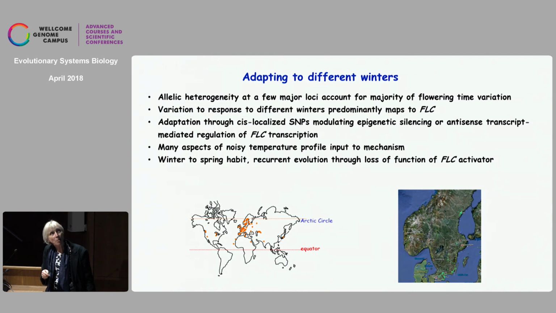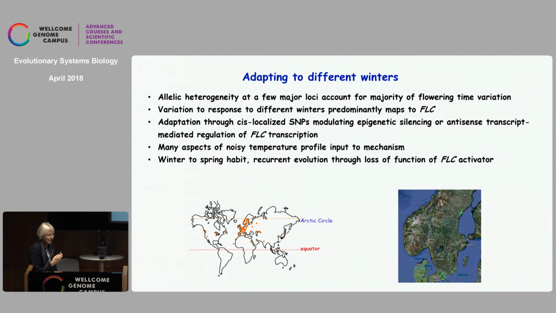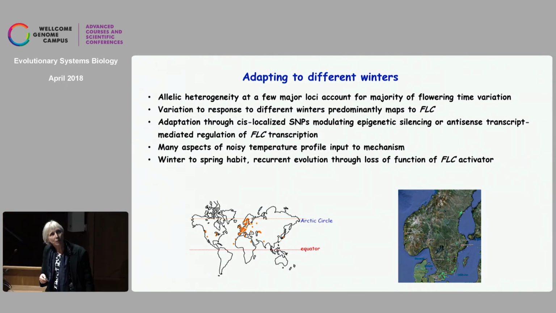So let me just sum up. We started a long time ago by trying to understand the seasonal timing and the molecular basis of it, and how that might have changed through natural variation and adaptation. Unexpectedly, we've found that it's really centered on a few major loci. We've focused on FLC and looked at the mechanism. We've got SNPs affecting epigenetic silencing or antisense transcripts, so those SNPs affect very different parts of that mechanism.